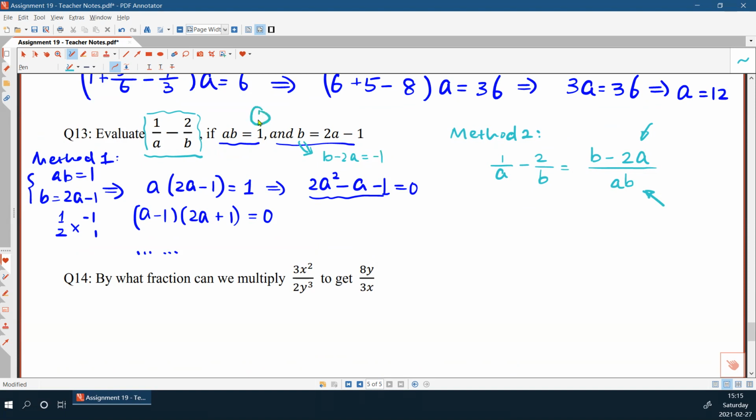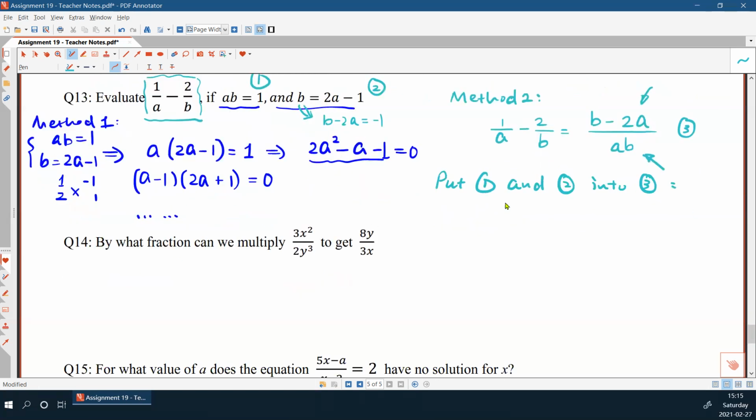Let's call them number 1, number 2, and number 3. If you put number 1 and number 2 into number 3, what will you get? B minus 2A is minus 1, and AB is 1. This is actually minus 1. So this is our final result. It's much easier than the first method. Anything you want to ask here?